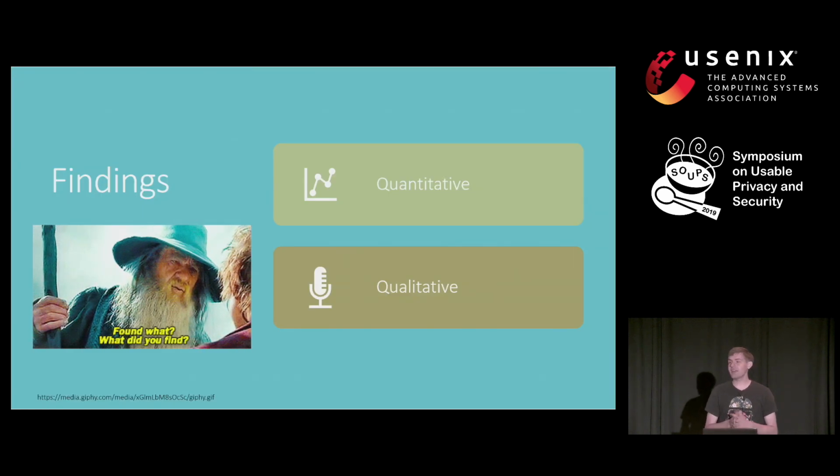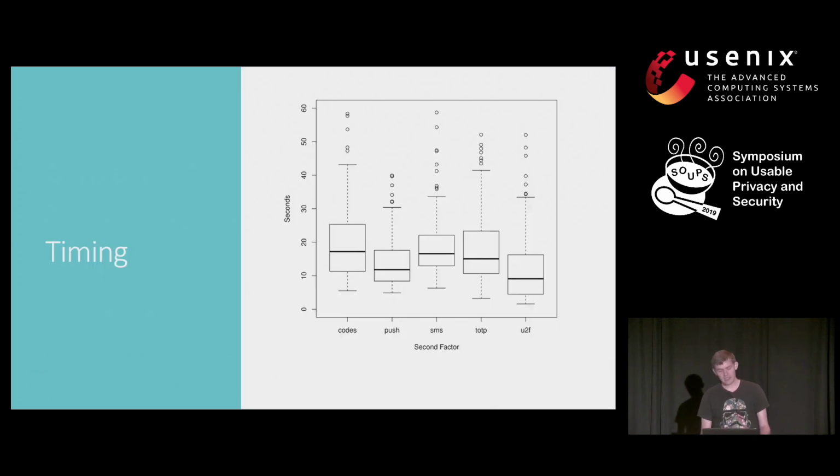We have two sorts of findings. Our quantitative findings come from timing data and SUS scores that we gathered, and our qualitative data comes from the themes that we identified as a part of those exit interviews. There was quite a bit of variance in the timing data, but also a lot of overlap. The fastest second factor by far was the U2F device, which had a median time of about 9 seconds. And the longest was the printed codes, which was also really close to the SMS messaging.